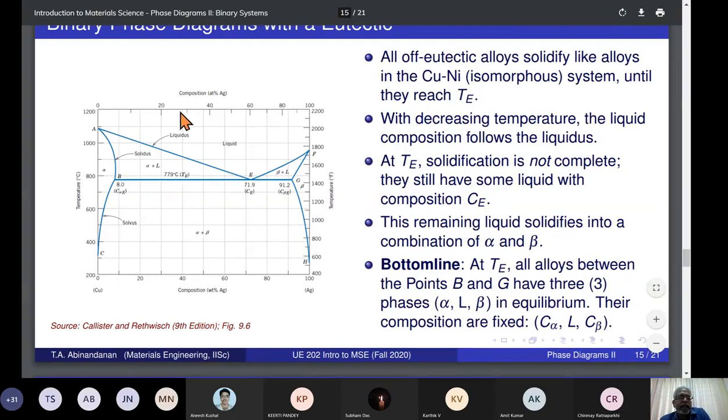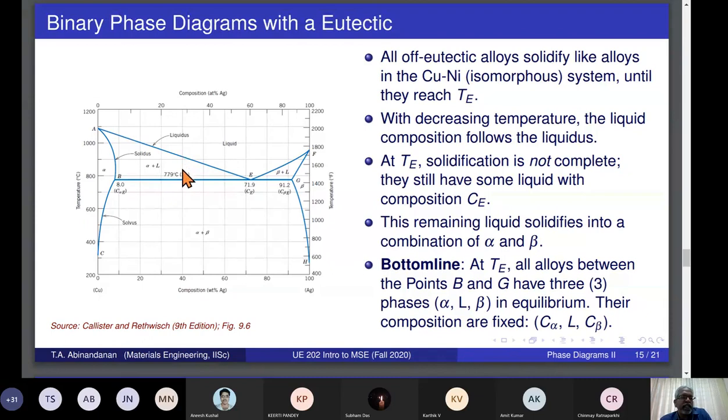And so if you take an alloy with, let us say, 40% silver and start from the liquid, the first solid starts to form when you cross the liquidus here. And as you come down to lower and lower temperatures, the situation is exactly the same as what we have seen in the isomorphous case. More and more of the solid will form. And as more and more of the solid forms, the liquid composition moves along the liquidus curve. And when this alloy hits the eutectic temperature, there is still some liquid that is left with the eutectic composition. So that will produce alpha and beta.